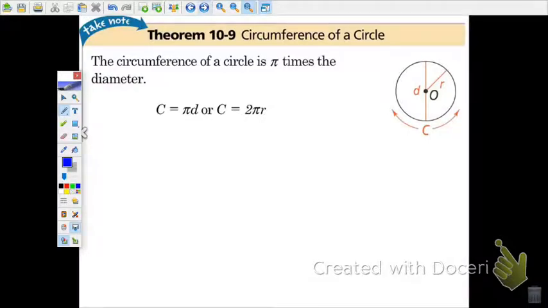So for circumference, we can use pi times diameter, or we can use 2 pi times the radius, because 2 times the radius is equal to your diameter. So either one of those formulas can be used for circumference.